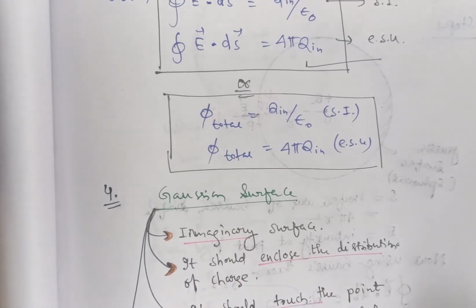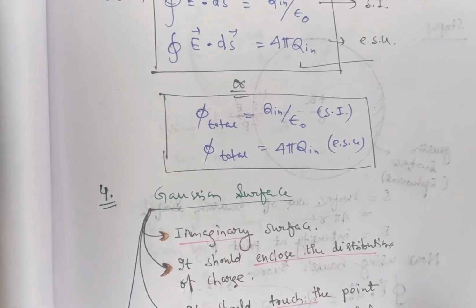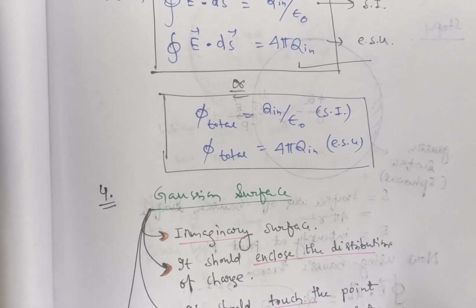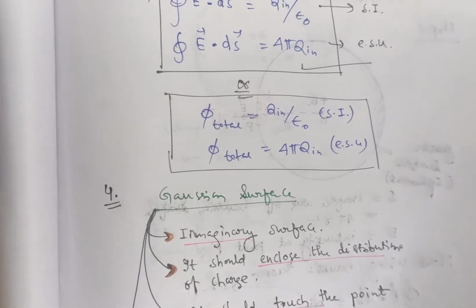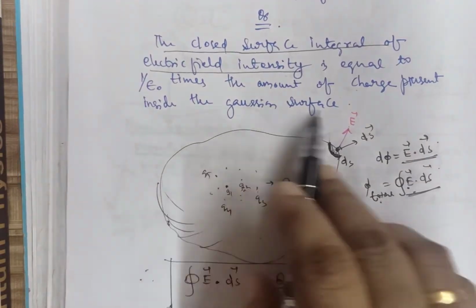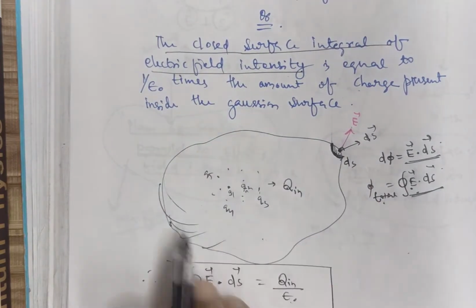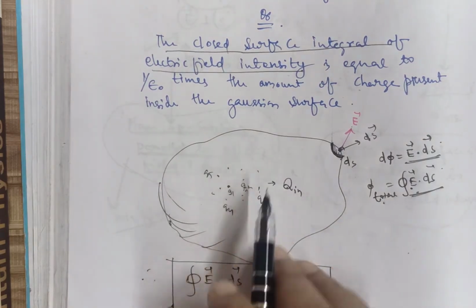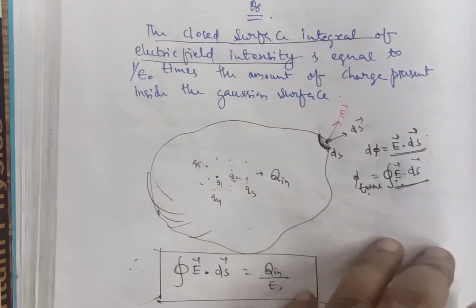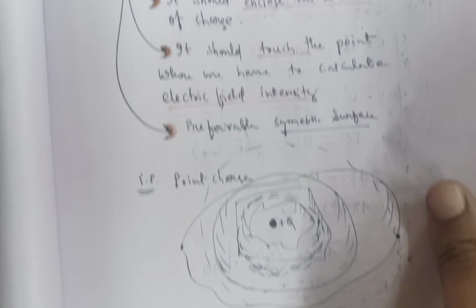Now we need some technical terms in this Gauss theorem. We just uttered the word Gaussian surface. Gaussian surface means, you just see the figure. Here this imaginary surface, this is known as Gaussian surface. Now you think, imaginary surface in which way? There are so many ways an imaginary surface can be drawn.